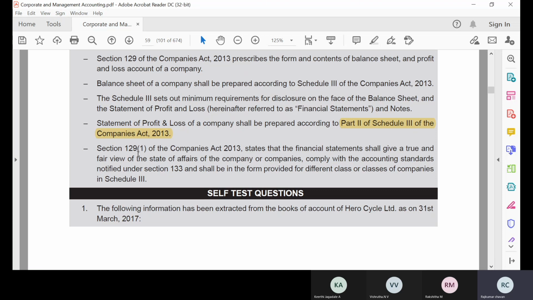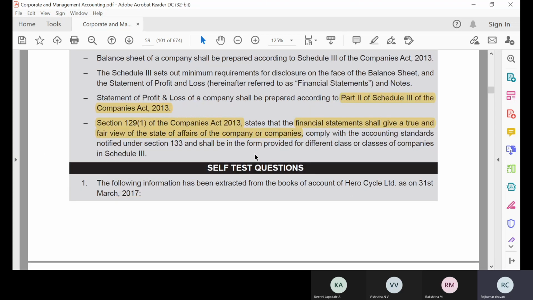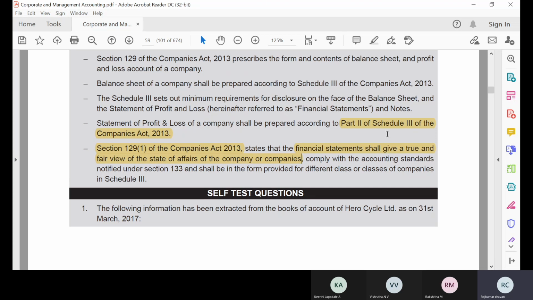Whatever financial statement you have prepared, according to section 129(1) of the Companies Act, what is a financial statement? It includes your P&L account, balance sheet, notes to account. It should give the true and fair view of the state of affairs of the company. True and fair view means everything should be clear and transparent. Nothing should be error or fraud. And it should be done according to the accounting standards which are notified in section 133.